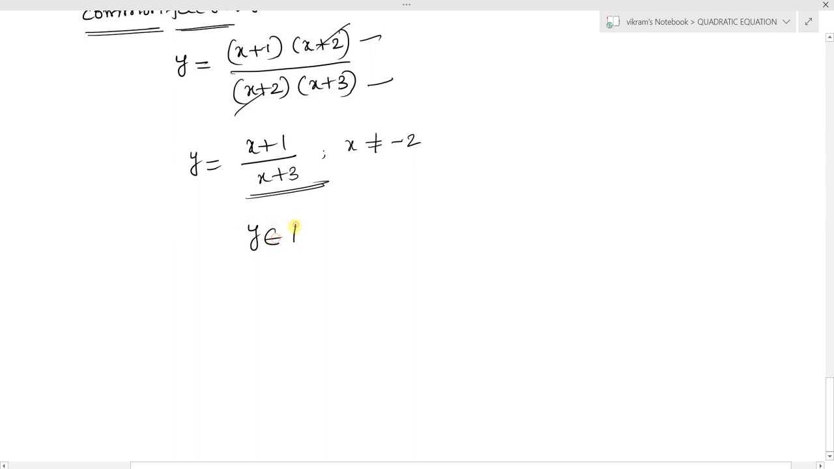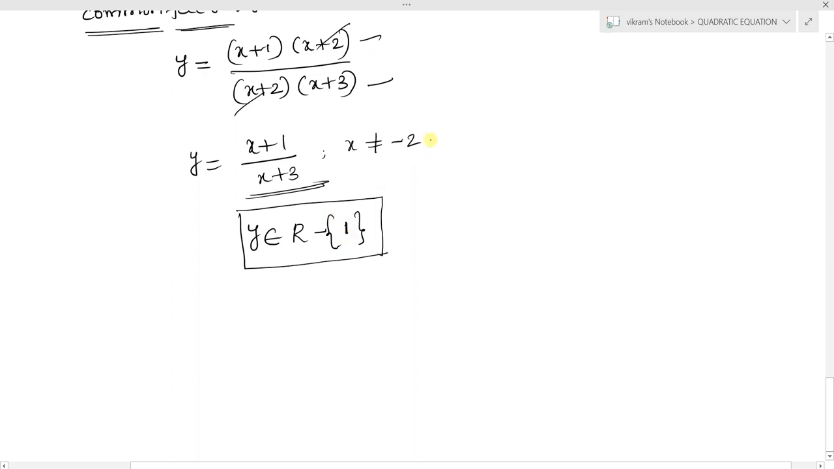The y belongs to the total real values, excluding coefficient of numerator by coefficient of denominator. What is the coefficient of x in the numerator by the coefficient of x in the denominator? 1 by 1. So we obtain the range as R minus 1: from the total real values, the value 1 has to be removed.